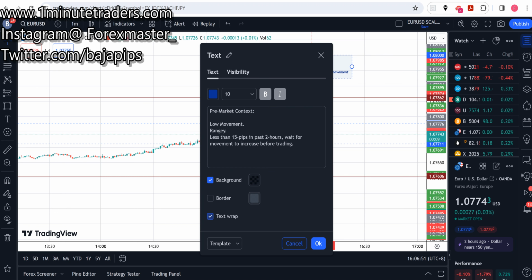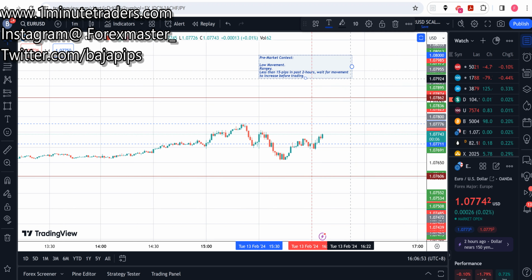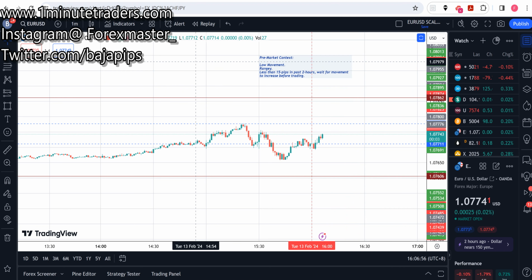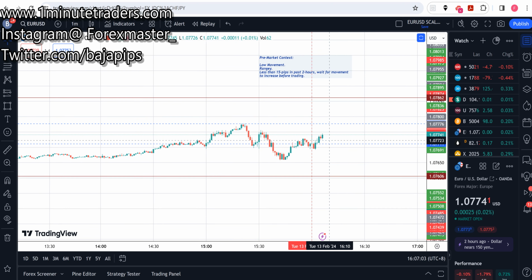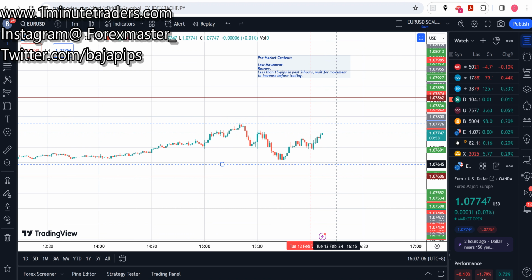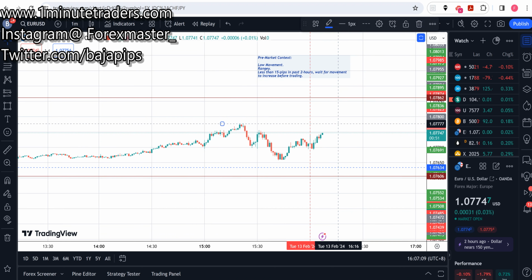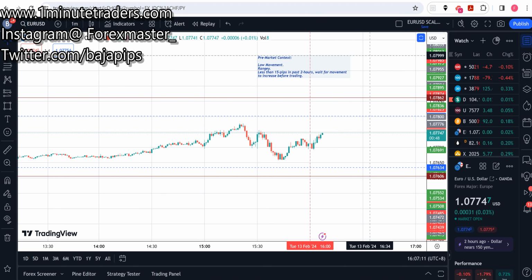Okay, and that's all I gotta do. So all I'm going to do now is sit on the side and just wait for price to move above 15 pips in the past couple of hours. If not, I can't do anything, unfortunately, as per my guidelines.